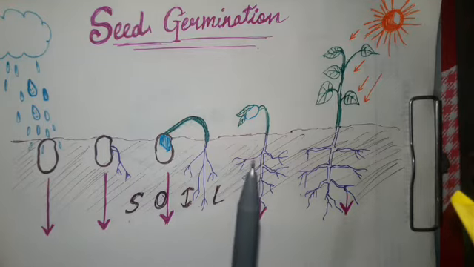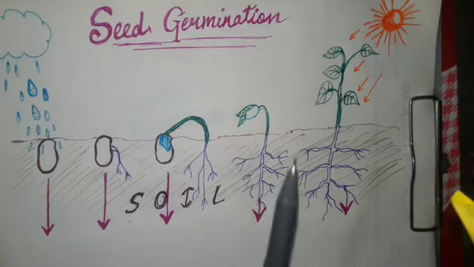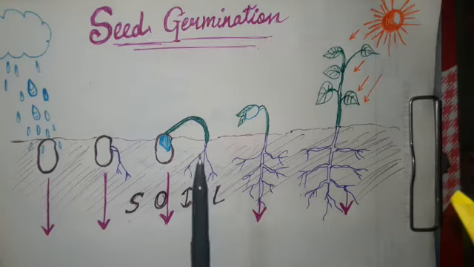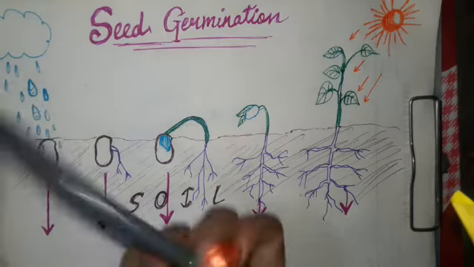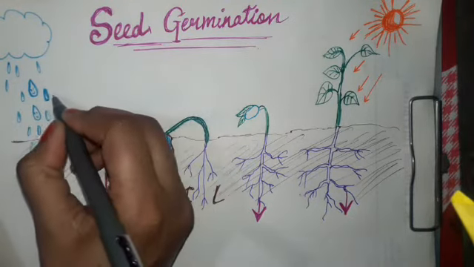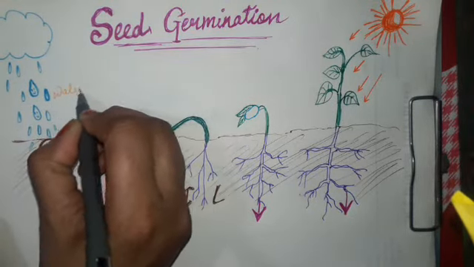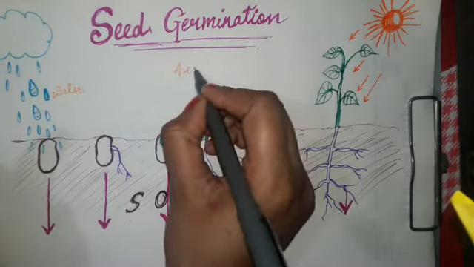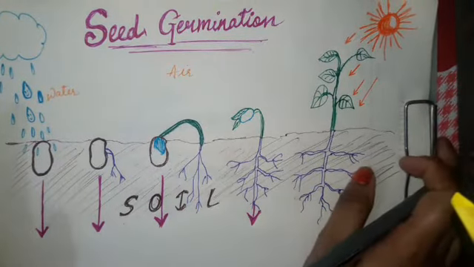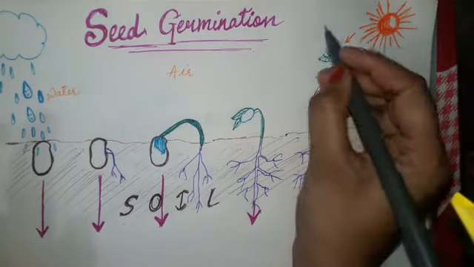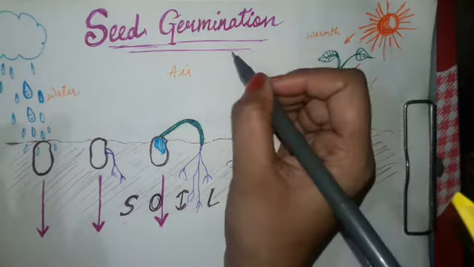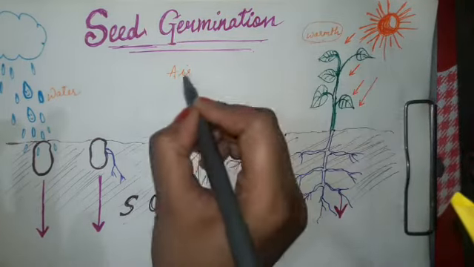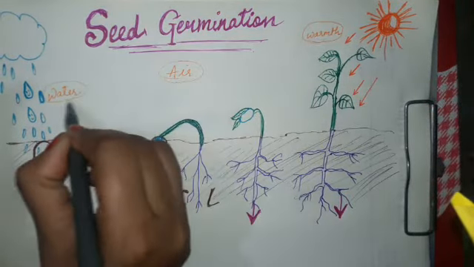As you can see in this picture, these are the various stages of germination of seeds. The conditions required for the seed to grow, I have already explained to you. The first and foremost thing required is water. The second thing is air, and the third thing is sunlight, which is nothing but warmth. These are the three things required.